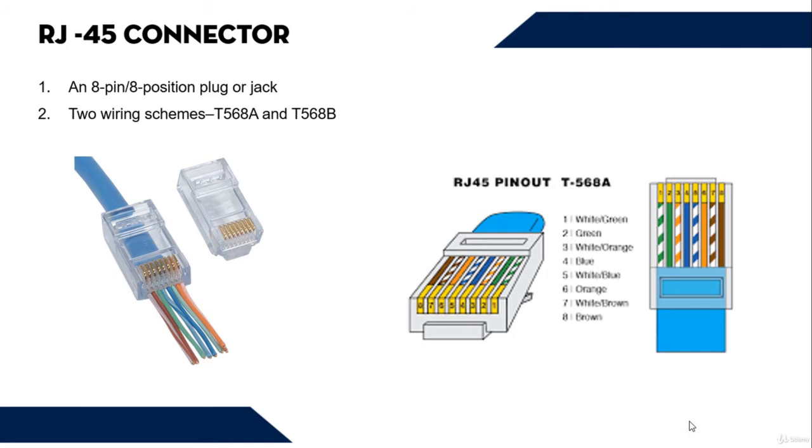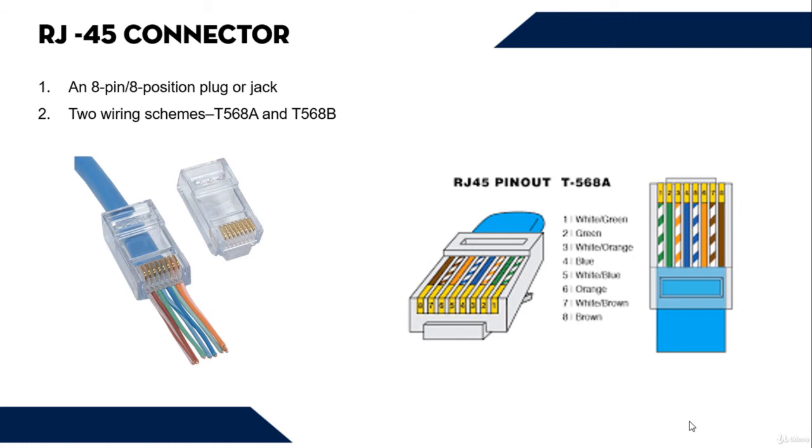These two wiring standards are used to create a crossover cable, in which you wire T568A on one end and T568B on the other end, or a straight through cable, in which you use either T568A or T568B on both ends. Straight through cables are used to connect DTE to DCE devices, such as computers or routers to gateways or hubs. Crossover cables are used when connecting DTE to DTE or DCE to DCE.